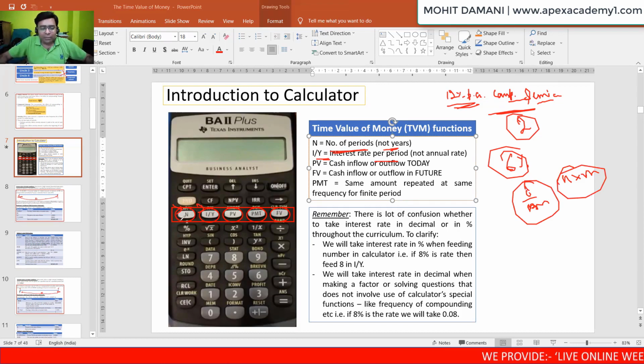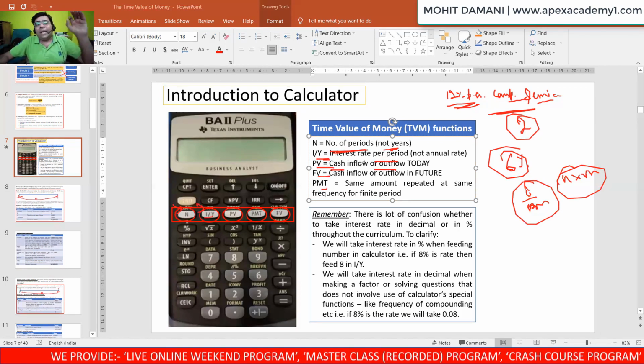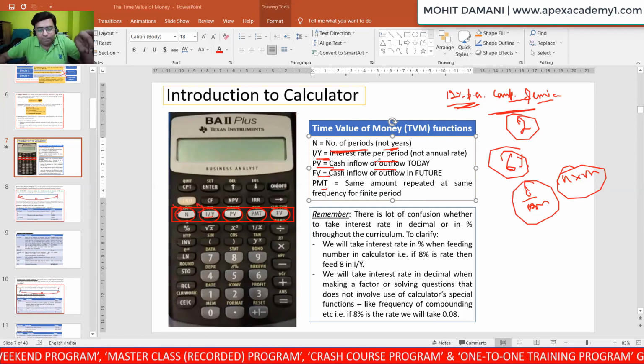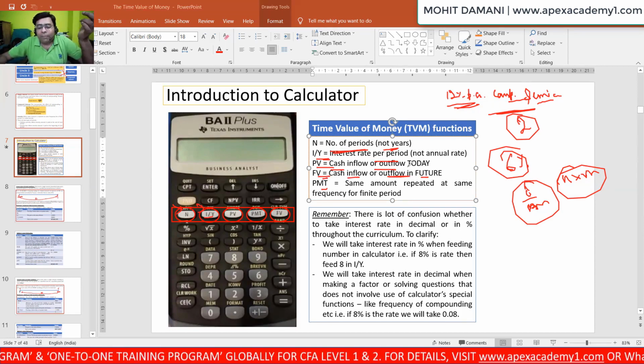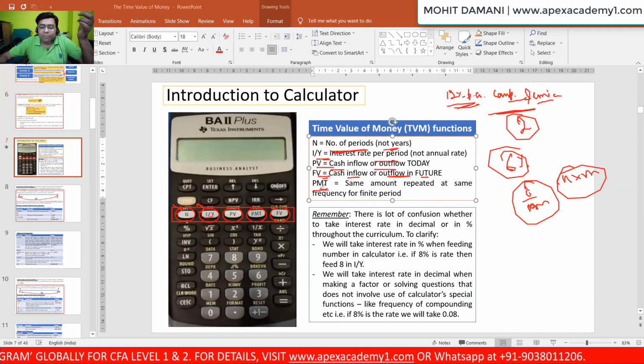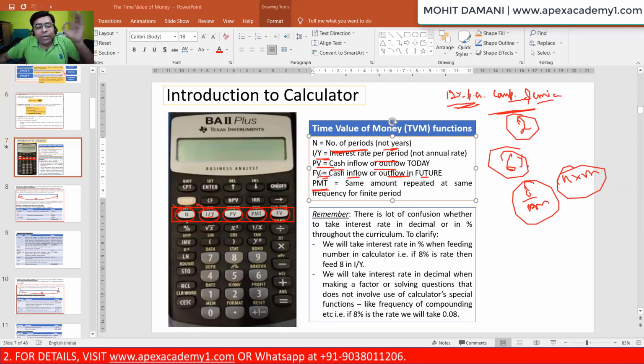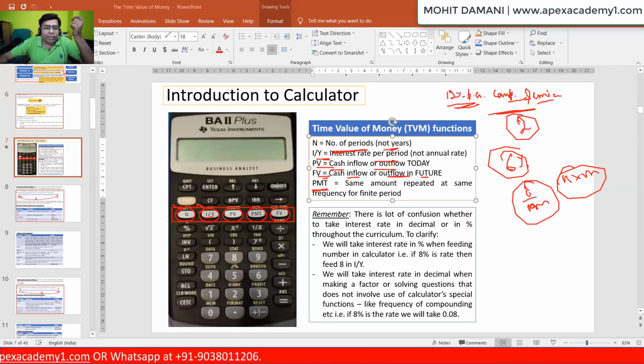Okay, so these are the 2 functions for that. Then I/Y, PV, FV and PMT. PV stands for the cash inflow or outflow today. FV stands for the cash inflow or outflow at any point of time in future. And PMT stands for the annuity. The word you would have heard, annuity. So PMT stands for this annuity thing.